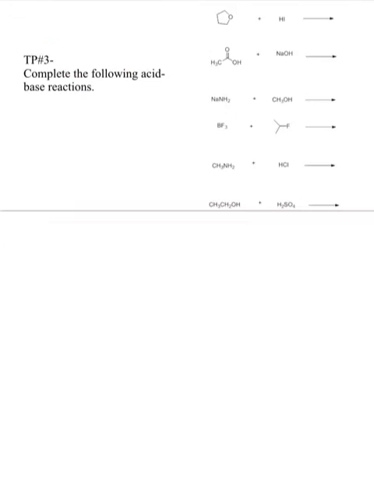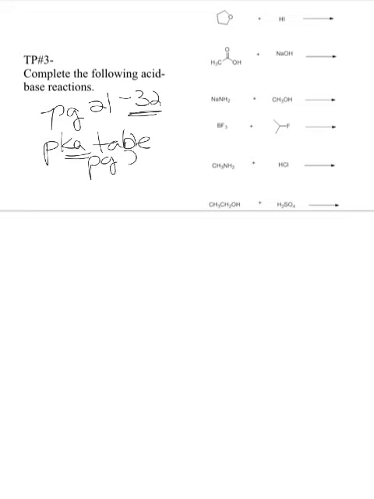The next problem is complete the following acid-base reactions. Now, acid-base reactions are located on page 21, and that's through 32. This is chapter 1. This is very important. You've got to be able to recognize acid and base chemistry and acid and base reactions. It's very important to get a feel for the pKa table on page 25, because that actually gives you numbers and measurements so you can recognize the pKa's.